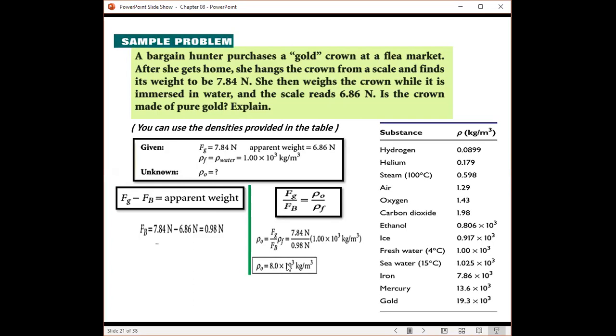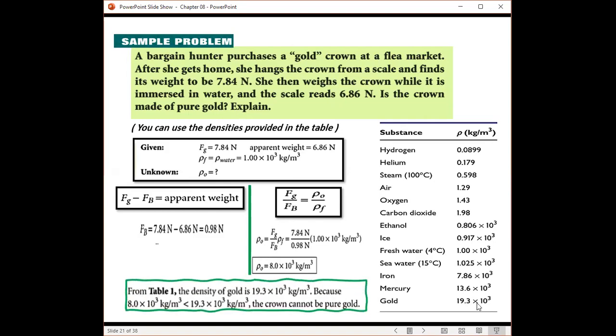Okay, the question now: is this equal to the density of the gold? No. So the answer from table 1, which is this table, the density of gold is this value. Because this is smaller than this, the crown cannot be pure gold. Okay, so this is the answer.